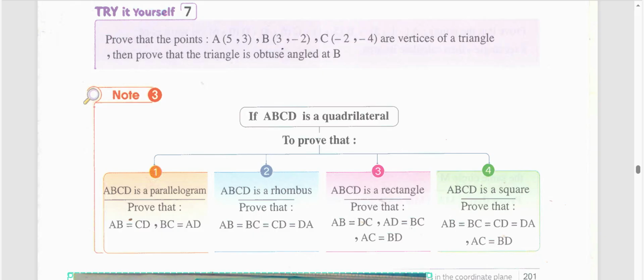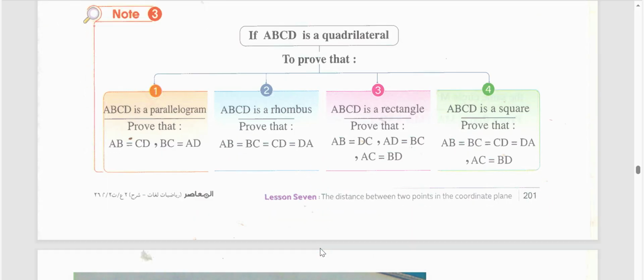Next question. If ABCD is a quadrilateral, prove that we can prove that all dimensions are equal. He speaks about parallelogram or rhombus or rectangle or square. You must know these steps.